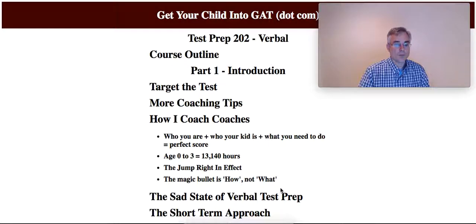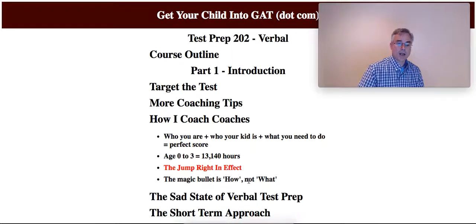I also want to mention a little bit about how I coach coaches. Every week I get questions from parents, and the question, to summarize, is usually, what book do I buy? When I approach a coach-the-coach session, this is my equation. Who are you? And who is your kid? And what do you need to get to a perfect score? So for example, from age 0 to 3, you've just spent 13,140 quality hours with your child, and that's going to drive what you have to do to close any gaps with the verbal section. Then, of course, there's 1,000 hours after that every single year.